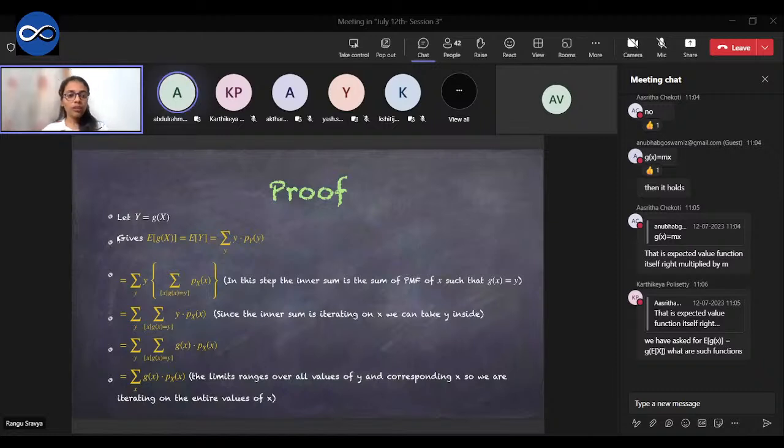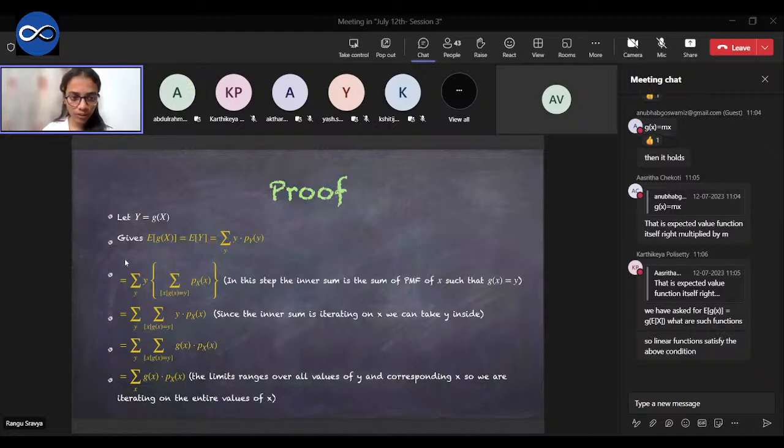Now first we are adding all the x's for which g of x is y, and then adding over all the y. That means we are basically considering all the possible values of x. So just replace it by summation over x of g of x into px of x. So this is how we got this formula. You can apply it for any function of random variable x.